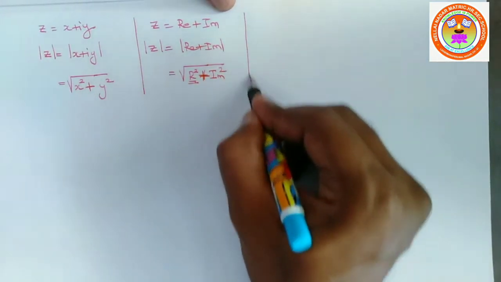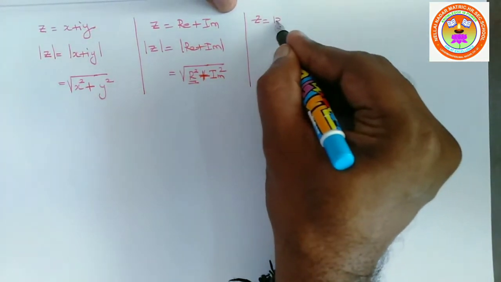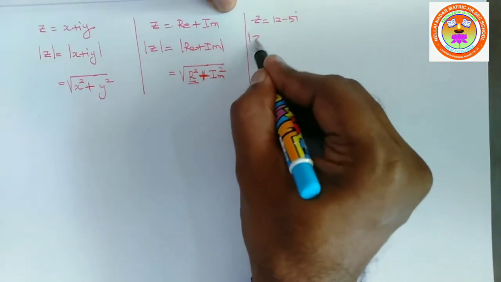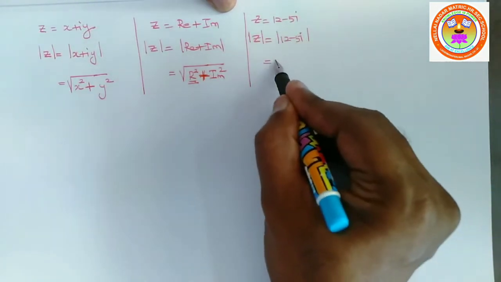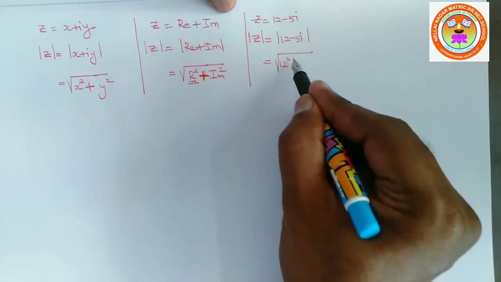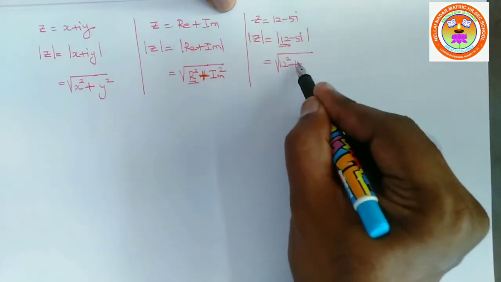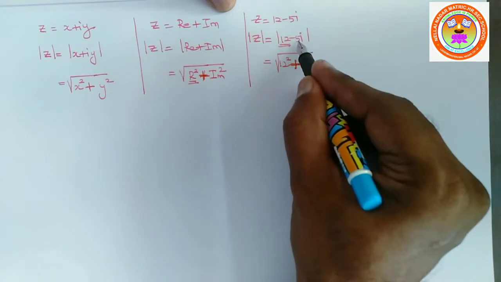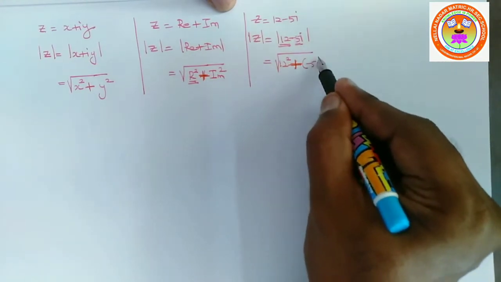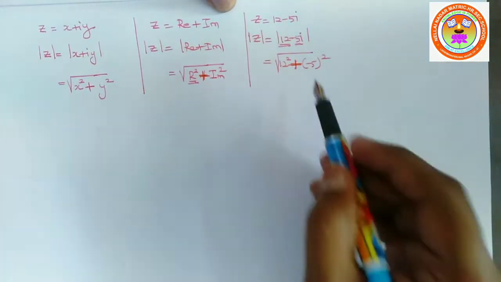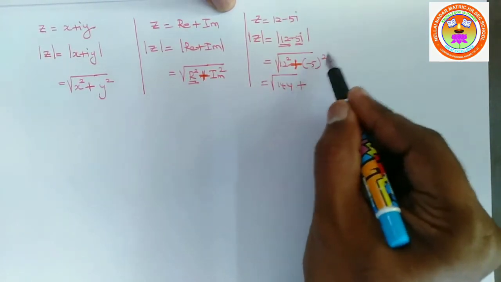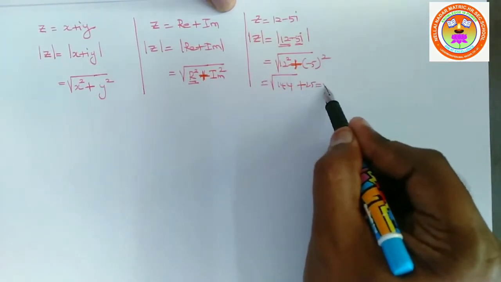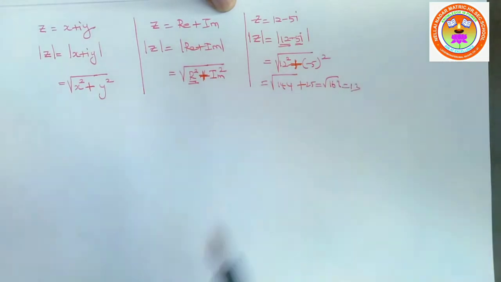For example, z is equal to 12 minus 5i. Modulus of z is equal to modulus of 12 minus 5i, which is nothing but the square root of 12 square, real square, plus imaginary, which is minus 5, so minus 5 the whole square. You should not put minus here. So it is 144 plus 5 square, which is 25. Square root of 169 is nothing but 13.